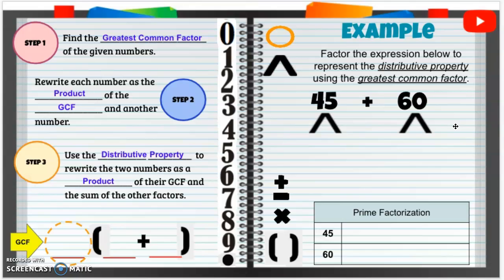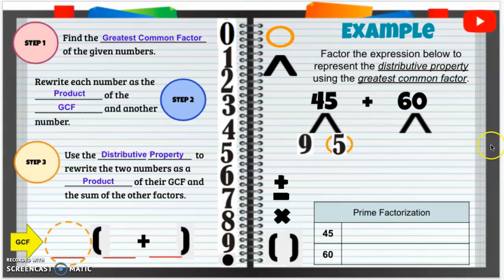Now, as always, there are many ways you can factor these. So 45, you can do 15 times 3. You can do 9 times 5. I'm going to do 9 times 5 because that's typically what a lot of students will think of first. Now, are either of those a prime number? Yes, 5 is a prime number, because the only two factors are 1 and itself.